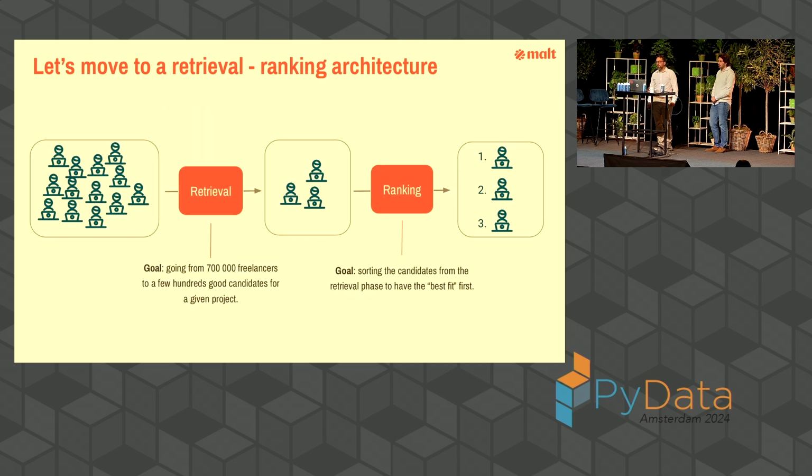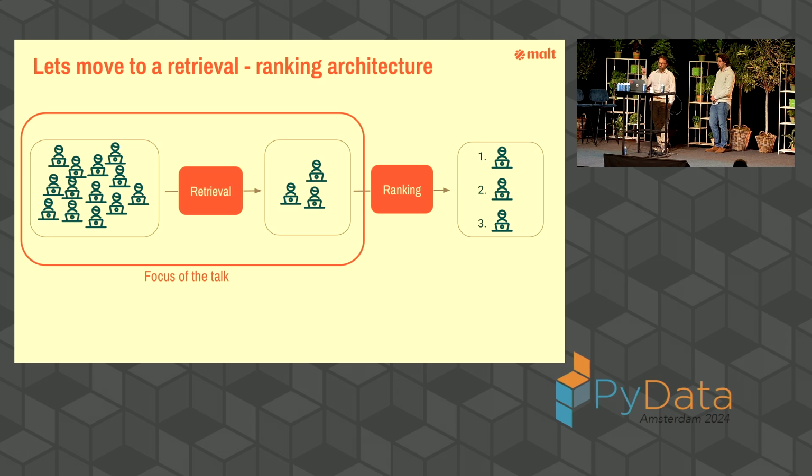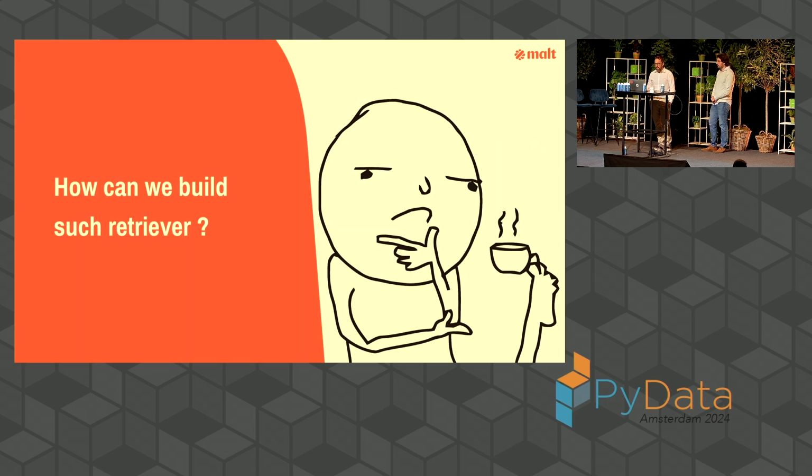A usual way to deal with that is to add a retrieval phase, also known as candidate generation. In our case, it means finding a way to go fast, approximately from 700,000 freelancers to a few hundred good candidates. Once you have these candidates, you're back to normal and you can send them to the ranker. So today we're going to focus on how we build that retrieval. That looks good, but Warren, how could we build such a retriever?